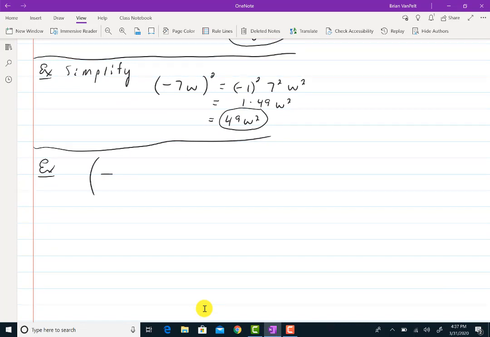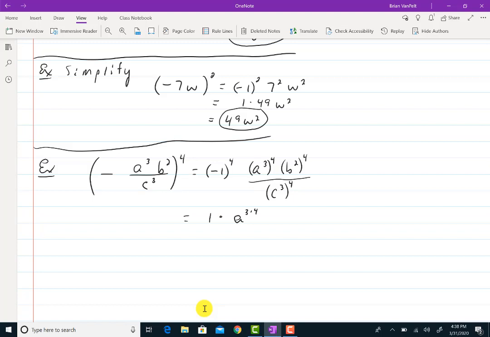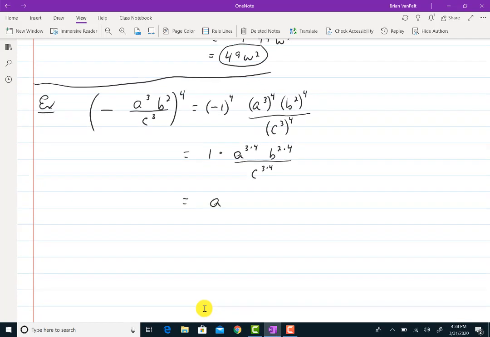Here I have a negative, and then I have a cubed, b squared, all of that divided by c to the third power, and this whole thing is raised to the fourth. The negative, treat it as -1, so you'll have -1 to the fourth power. Then you'll have a cubed, but that will be raised to the fourth. B squared will be raised to the fourth. And c cubed will be raised to the fourth power. Well, -1 to the fourth is just 1. And then a to the third to the fourth is a to the 3 times 4. Then you have b to the 2 times 4 all over c to the 3 times 4. I can drop the 1, it doesn't do anything. I'll have a to the 12th, b to the 8th, all over c to the 12th.